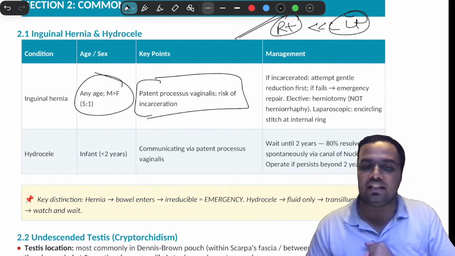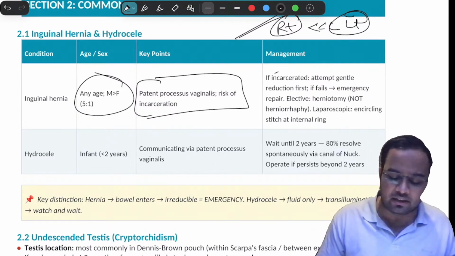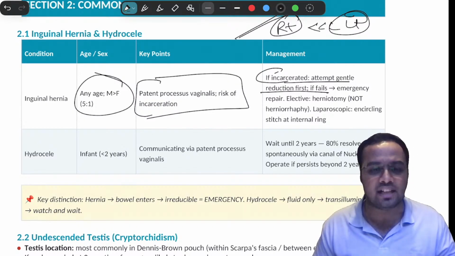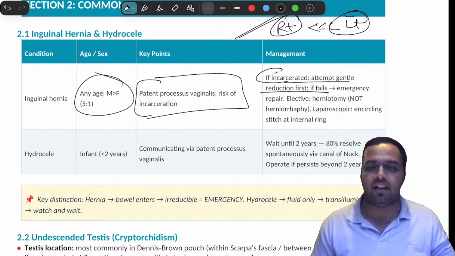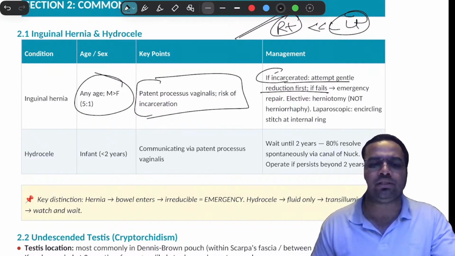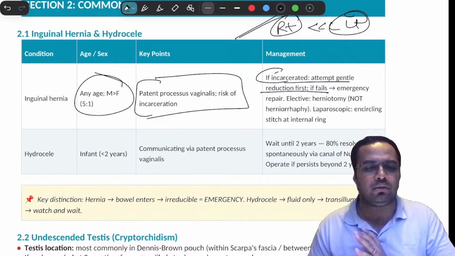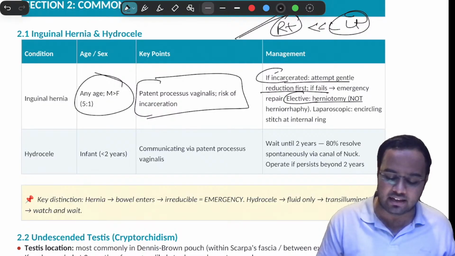So bowel herniation is very much common at this age, and if it becomes incarcerated, you can attempt a gentle reduction. Whenever a child presents to you with an inguinal hernia, it is going to be an enterocele unless otherwise proved. Because the omentum is not developed, bowel is going to slip down as the inguinal hernia content, and elective herniotomy should be done.